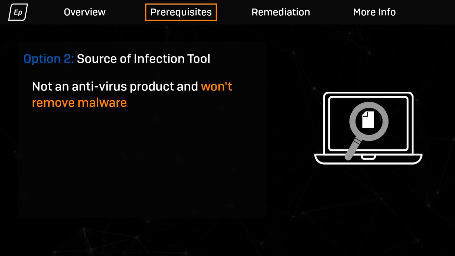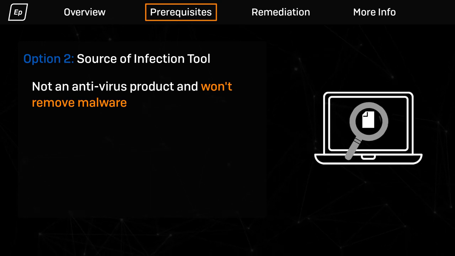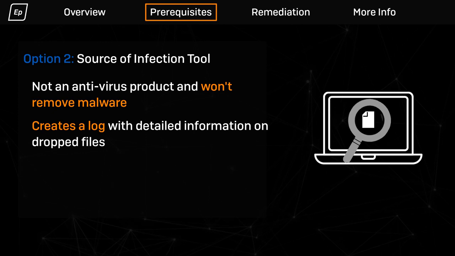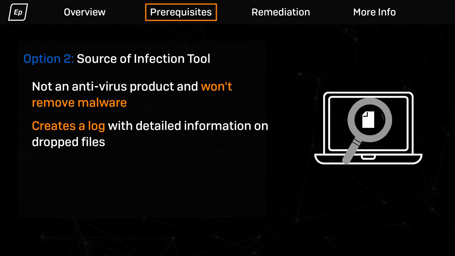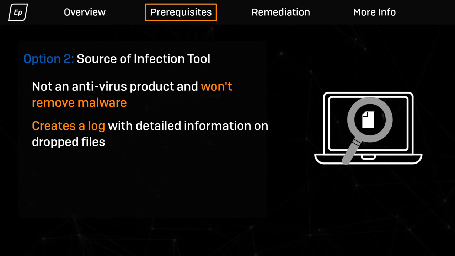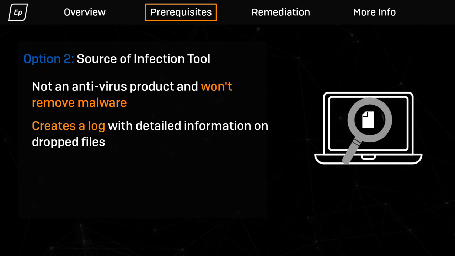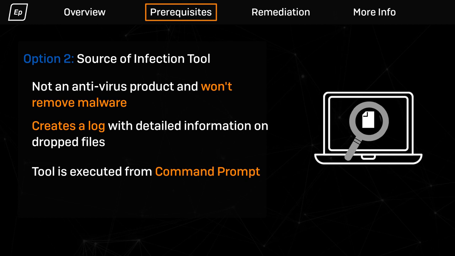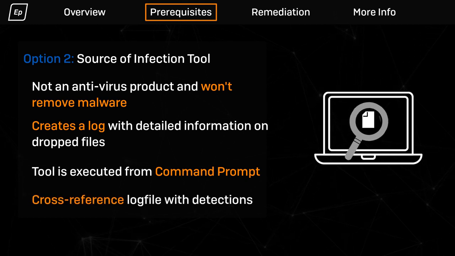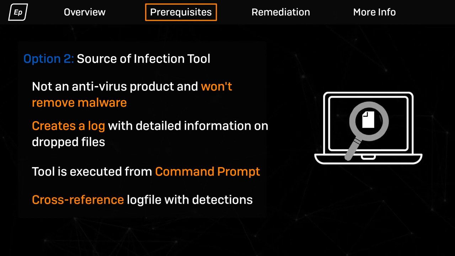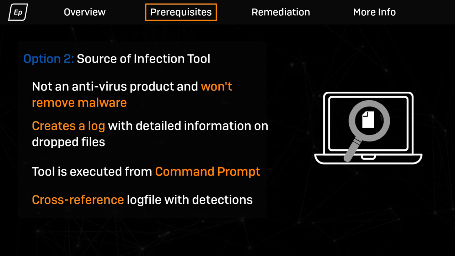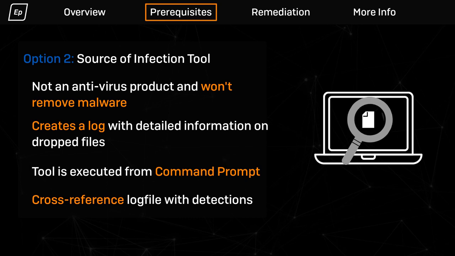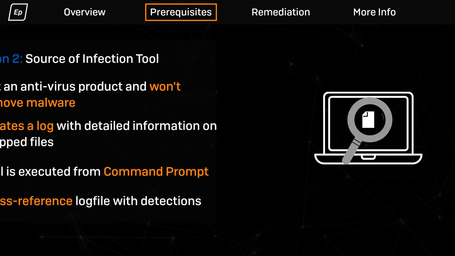Option 2, use the Sophos Source of Infection tool. This tool is not an antivirus product, nor will it detect and remove malware. It creates a log of all files that are created, the date they were created, and the local process or network locations that they are generated from on the target machine. To use this tool, run it from a command prompt and wait for a detection to occur, and then cross-reference the detection file name and timestamp with the log from the Source of Infection tool. We've linked a knowledge base article that has the exact usage of the tool in the video description.